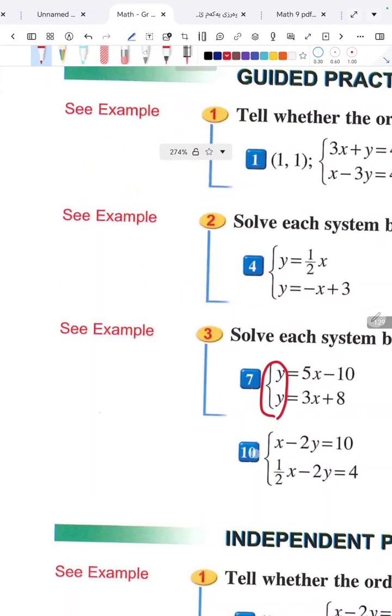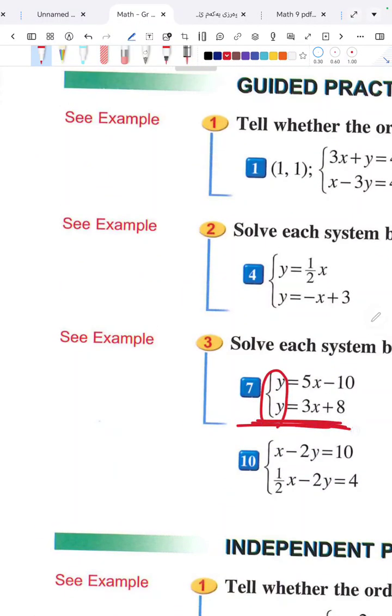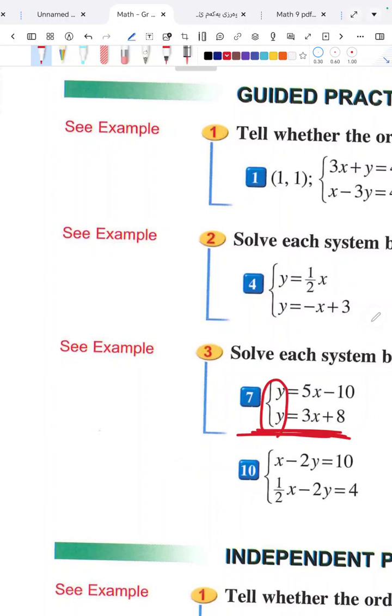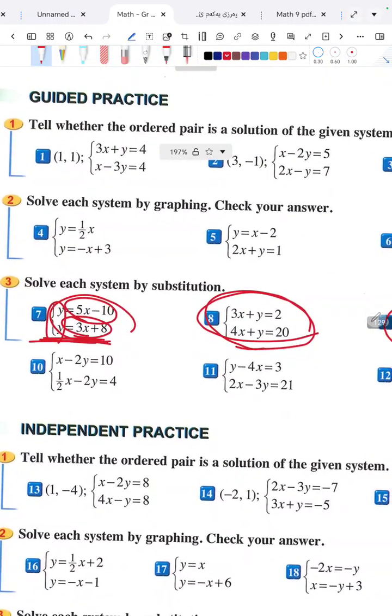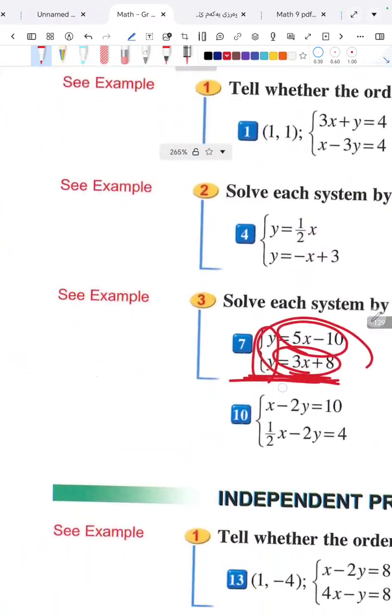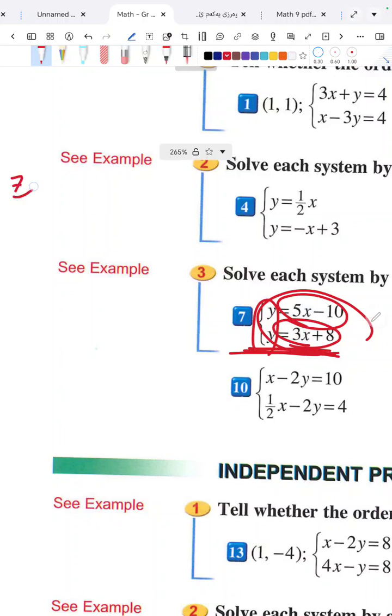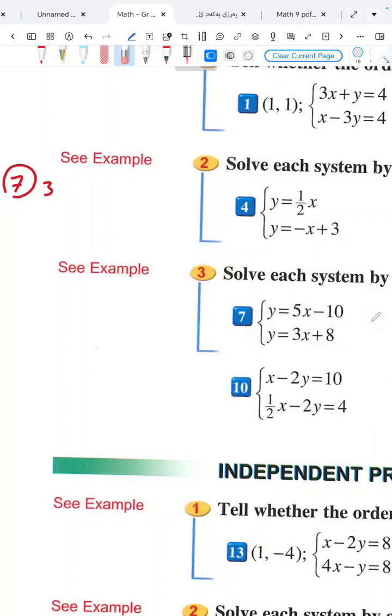Question 7. As you can see, both of them are written as y. This case is very easy. Just rewrite them next to each other. We have 3x plus 8 equals 5x minus 10. I'm going to solve an example for each one of them. Let's see. Question 7. Just rewrite all the equations next to each other. 3x plus 8 equals 5x minus 10.